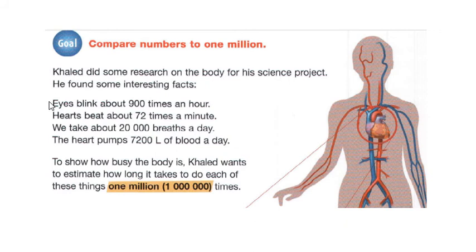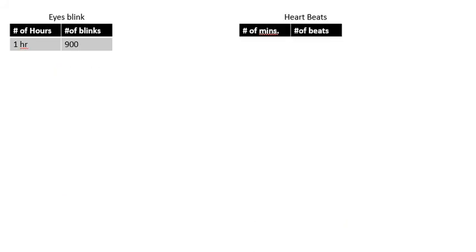From our information, we can see that eyes blink about 900 times in 1 hour. So let's take a look here. I've written down in this chart the number of hours and the number of blinks in that hour. And I've written down here in 1 hour, we get about 900 blinks. Clearly, that is way less than a million. So we have to increase that, but we want to do it in a controlled way. We want to make sure we know what we're doing.